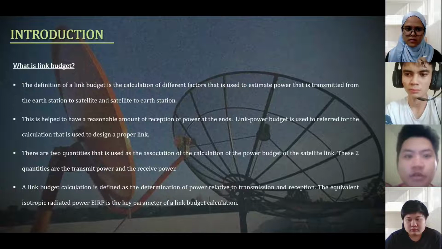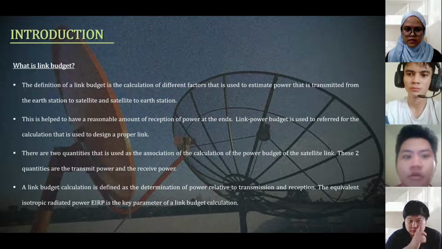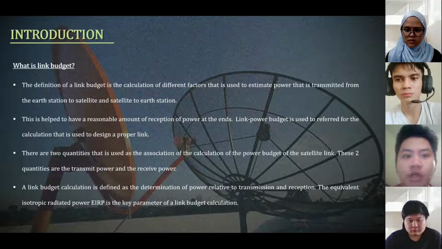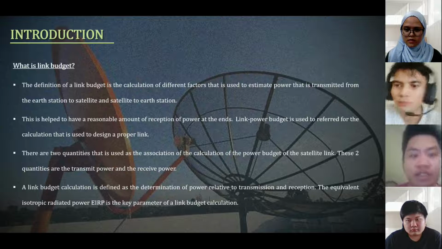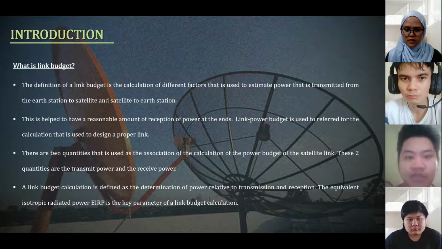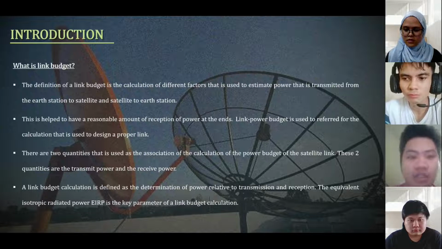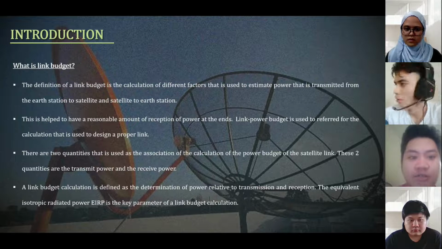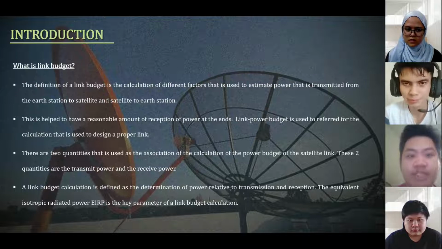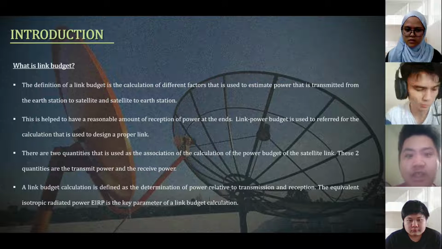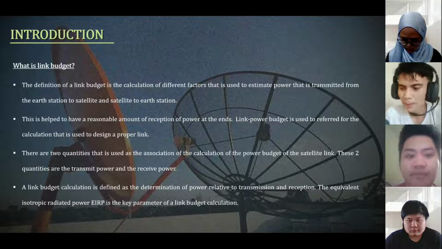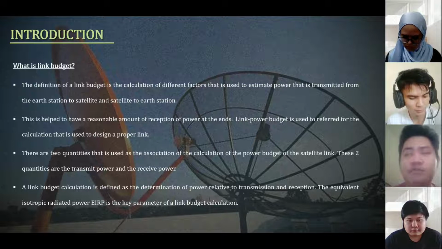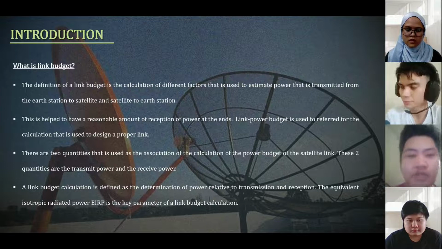First of all, why do we need a link budget? The definition of a link budget is the calculation of different factors that is used to estimate the power transmitted from the Earth station to satellite and vice versa, from satellite to Earth station. This helps to have a reasonable amount of reception power at the ends, and the link power budget is used for the calculation to help design a proper link.